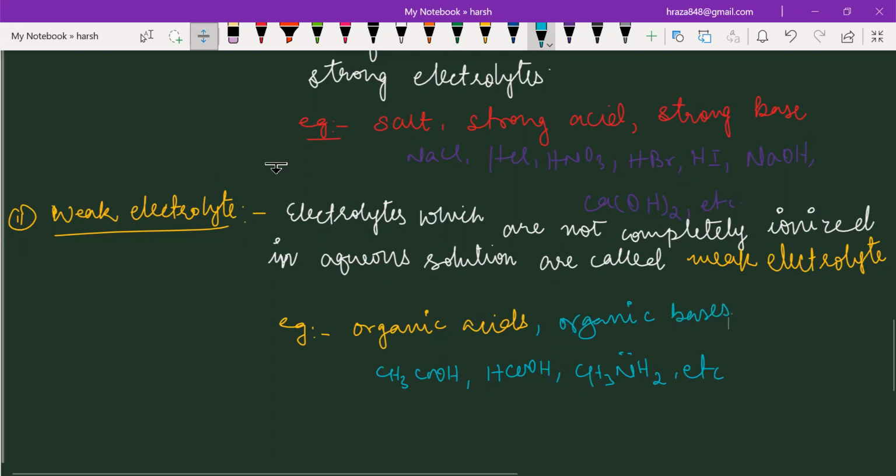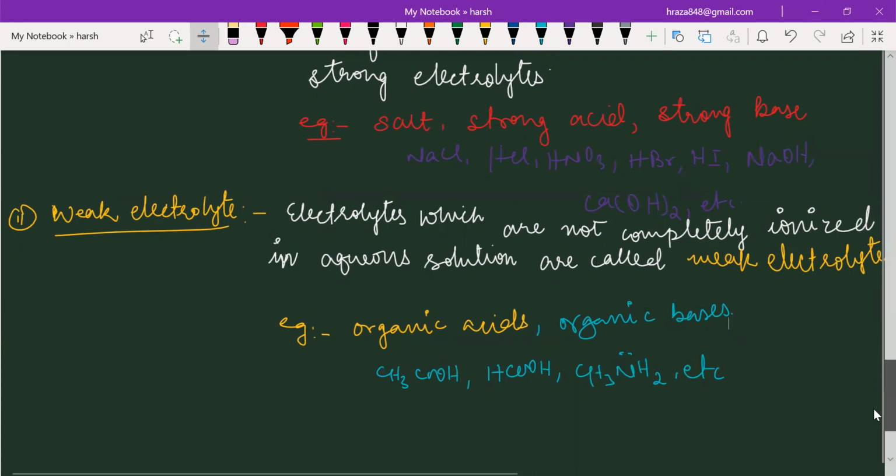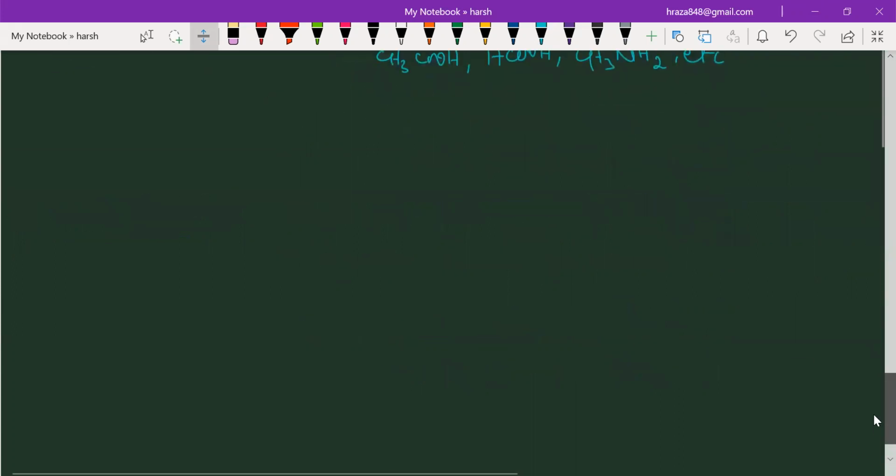Very good. Now we are going to differentiate, distinguish between these two. That means basically metallic conductor and electrolytic conductor. So metallic conductor, and here I'm going to write electrolytic conductor.